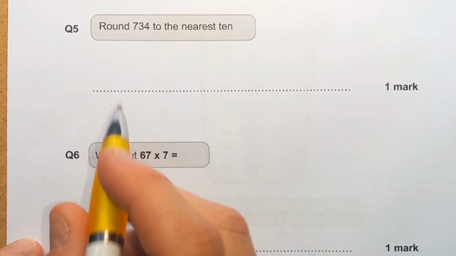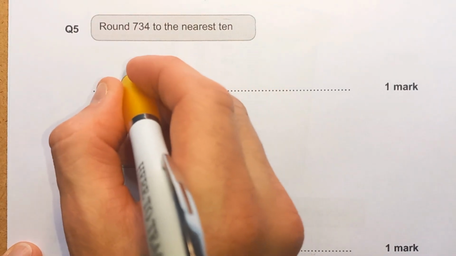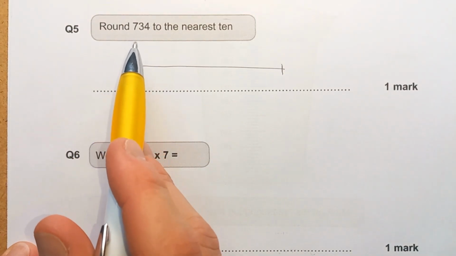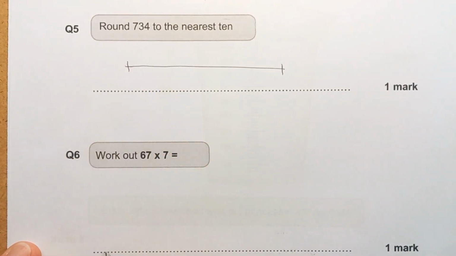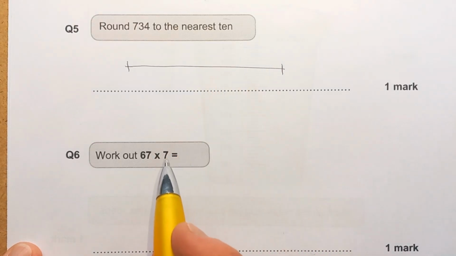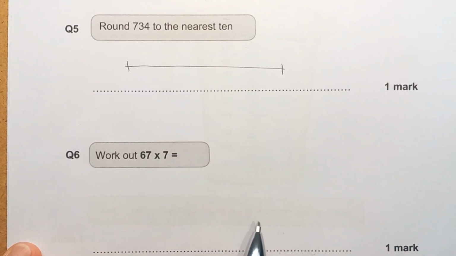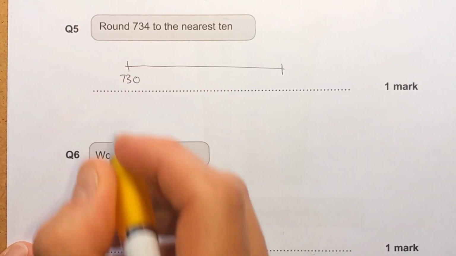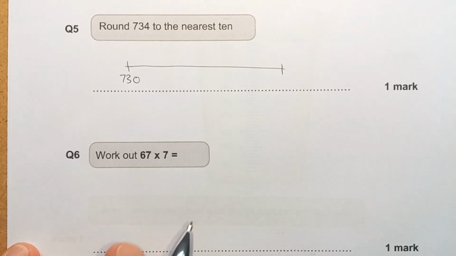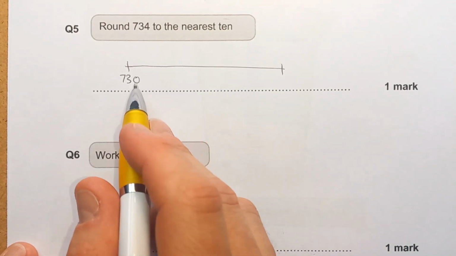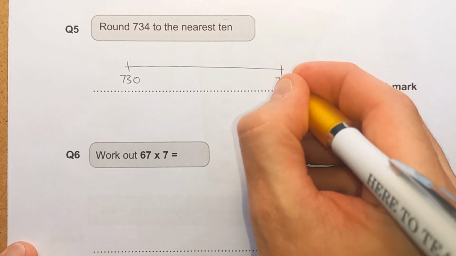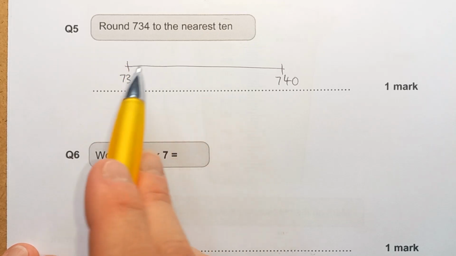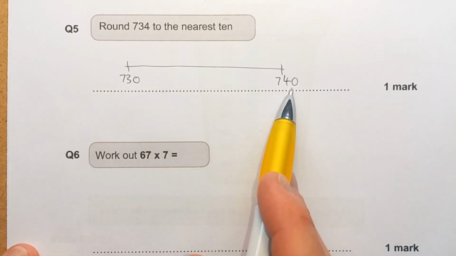So another rounding question. This is a little bit like before. I'm going to go straight for a number line this time and say, well, what are the tens either side of 734? If it's a 10, it's going to have 0 units because it's rounded to the nearest 10. So 730 is going to be down one end. The next 10 bigger than 730 is going to be 740. So we're then working out, is 734 closer to this number or this number?